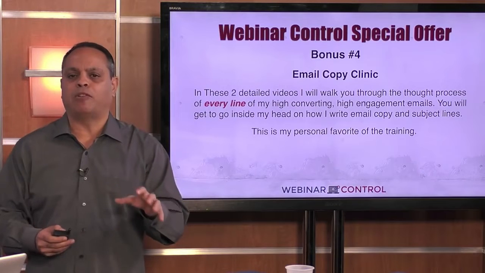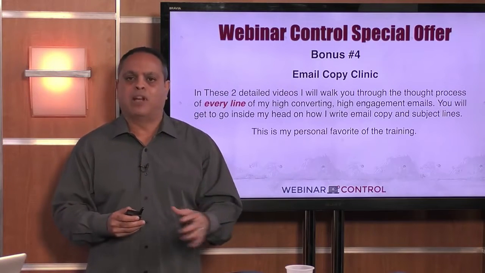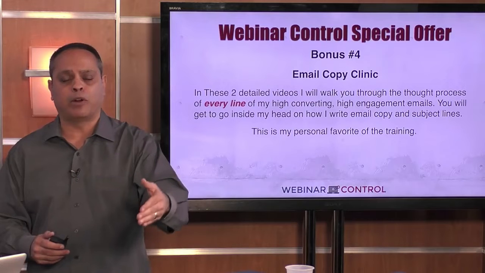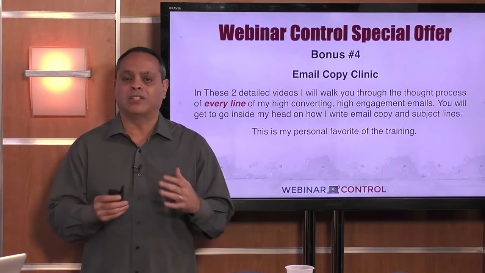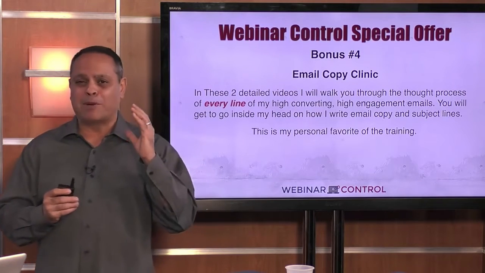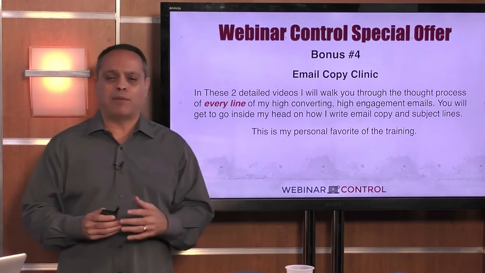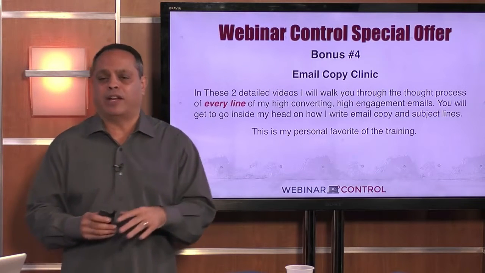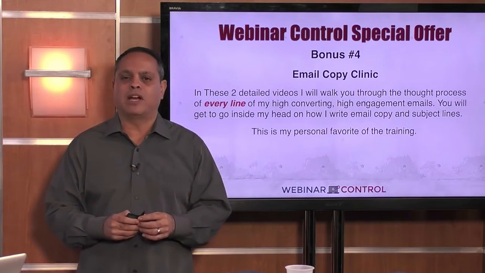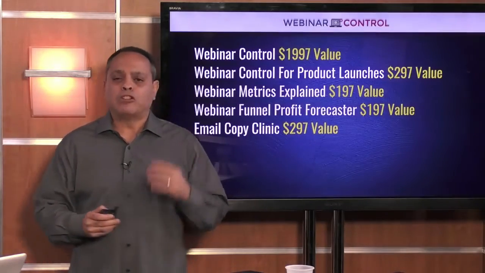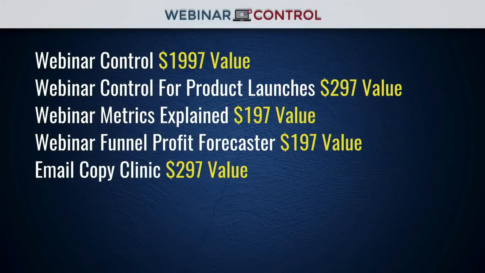Some of the most important copywriting you can do today is email copywriting. It's what you give to your JV partners. It's what you use to promote other people, do your internal webinars and launches and everything. This, like I said, is my personal favorite. There are 2 separate videos going over this. I would even recommend when you get access today, jump in and start with that. You're just absolutely going to be blown away with the amount of content in there, okay? So the email copy clinic is a value of $297. So you're getting webinar control, the product webinar control for product launches, webinar metrics explained, the funnel profit forecaster, and the copy clinic. But I'm not done yet.